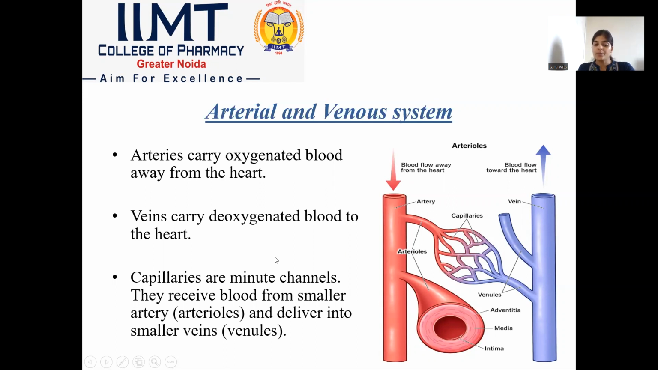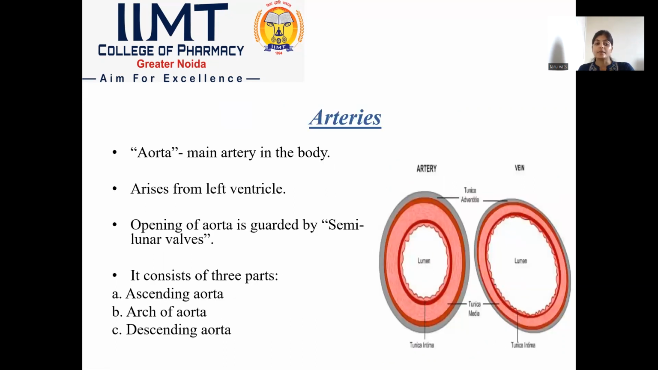So now, capillaries are minute channels. They receive blood from smaller arteries. Smaller arteries means arterioles. They receive blood from these arterioles and deliver into veins, which is known as venules. Moving to the next slide, arteries.